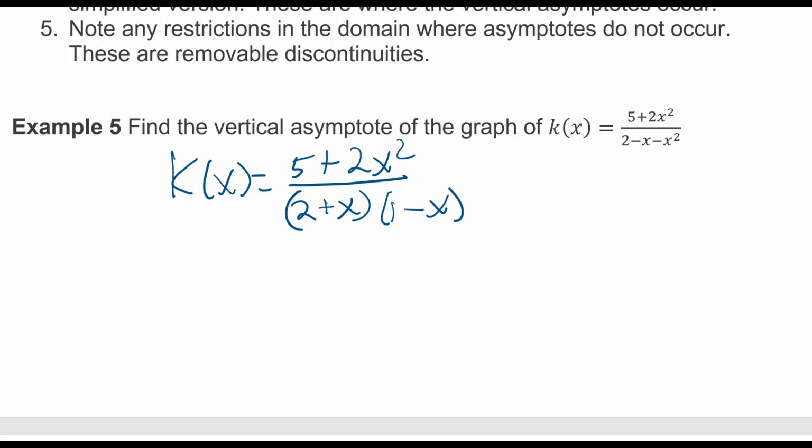Let me just check. 2 times 1 is 2. 2 times negative x is negative 2x. x times 1 is positive x. That gives us our negative x. And then x times negative x is negative x squared. Okay.